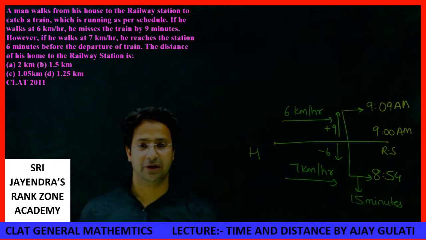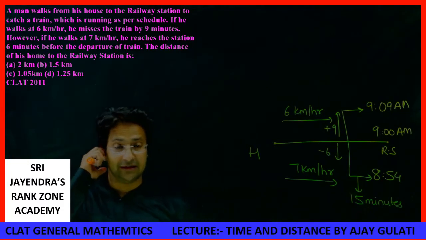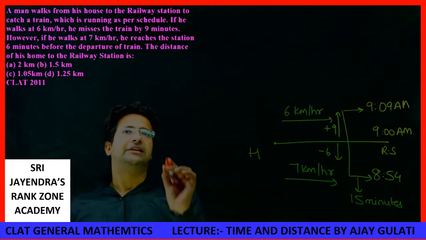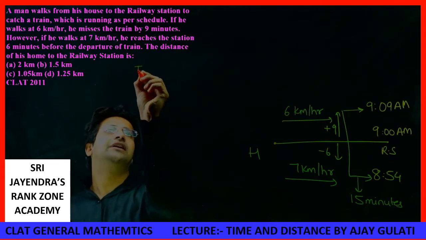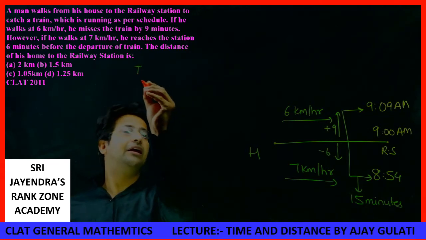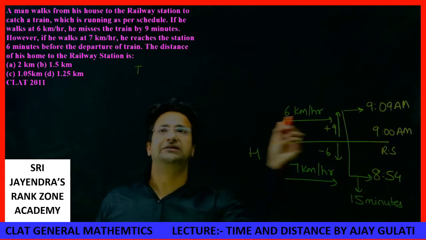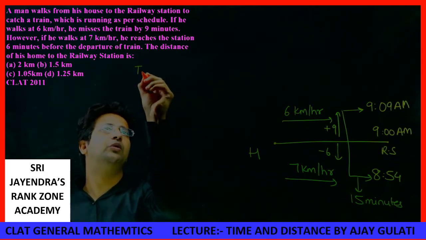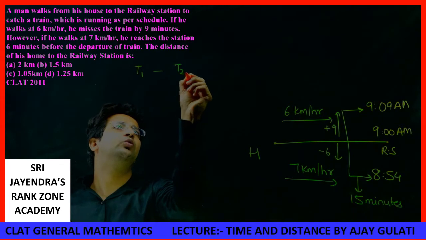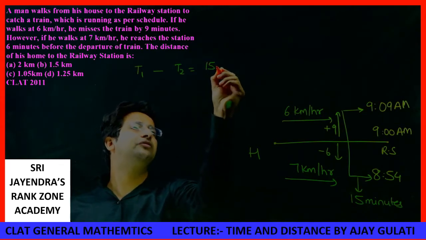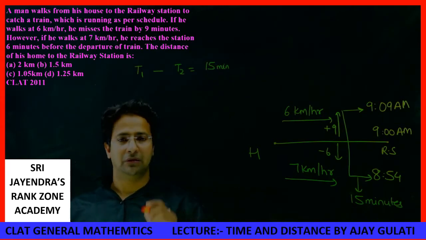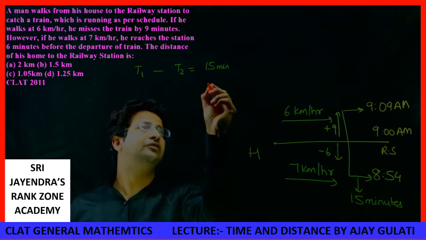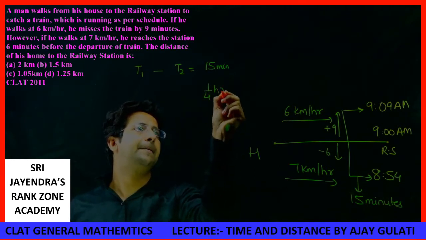Let's do the solution. What I can say is, see, the difference between two times. What is the difference between two times? The second day and the first day. T2 minus T1 or T1 minus T2, whatever you say. The difference between the two times is 15 minutes, or I can say 1/4 hour.